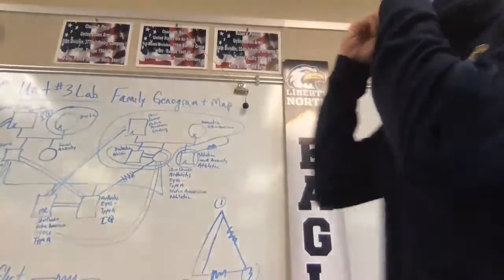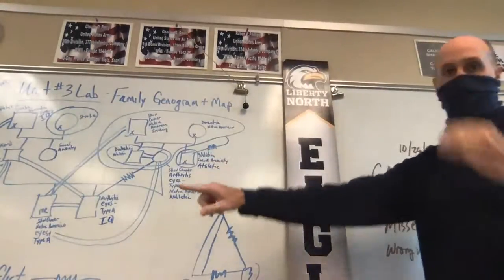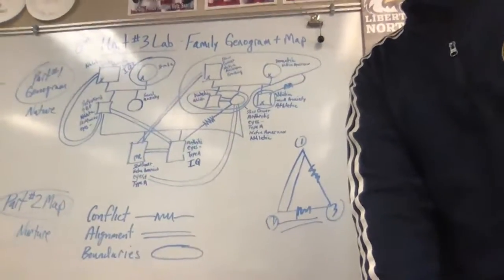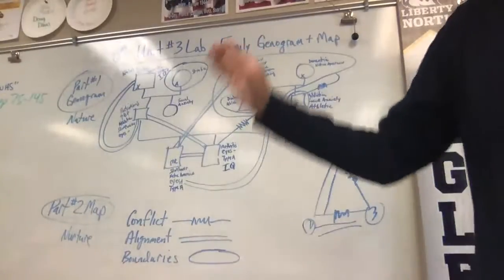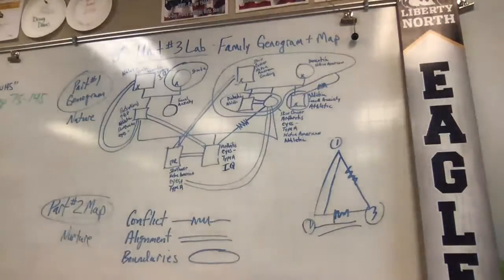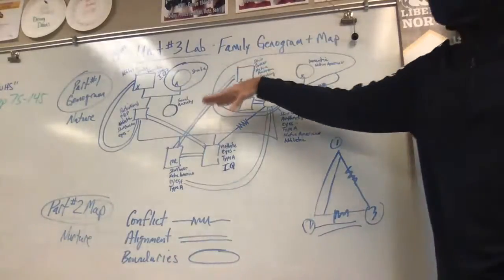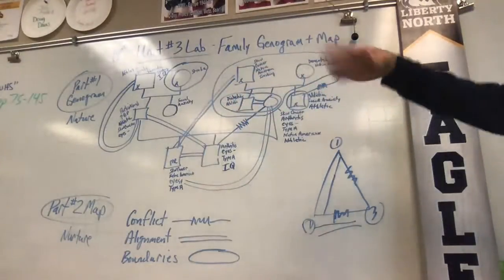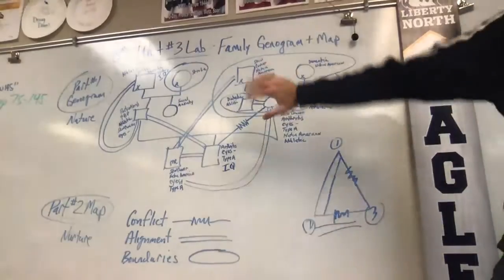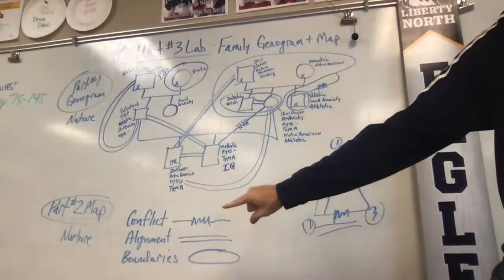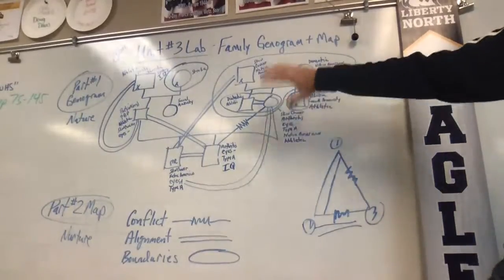All right, so let's go over part 2 of your lab up here, and then we'll be done. Now, the lab's not due till November 6th, which will be the earliest that we take the quiz. Part 1 was to diagram your family and then write down anything that genetically influences you, good or bad. So that's the nature side. Now we're going to map the nurture side, which will be environmental influences in the family.